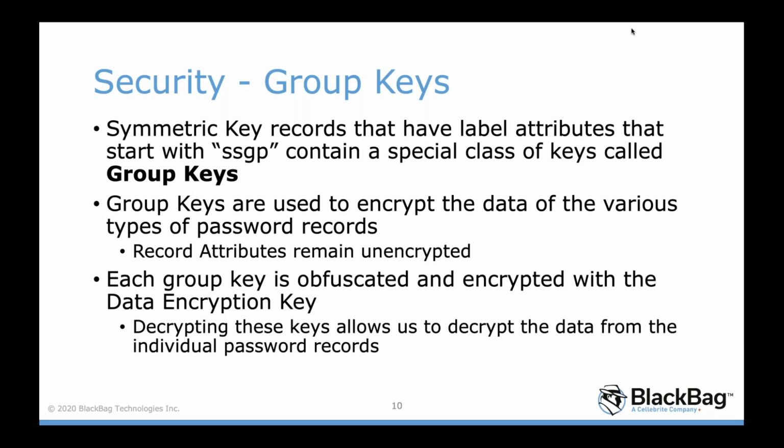And each group key itself that's stored in the symmetric key record is going to be obfuscated and encrypted with the data encryption key. So if you know the data encryption key, which you can get from decrypting it from the metadata record with the master key, you can use that key to then decrypt these group keys. And once you have the group keys, you can go ahead and decrypt the individual records. Now, of course, our tools do all of this for you, so you don't have to worry about it, but I'm just giving you a little bit of insight on how the encryption actually works.